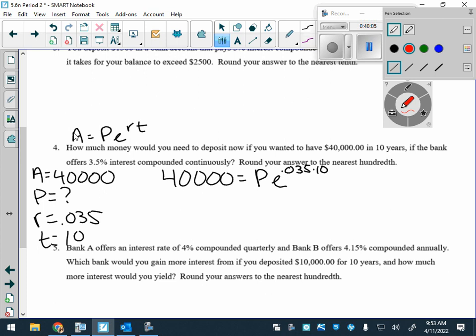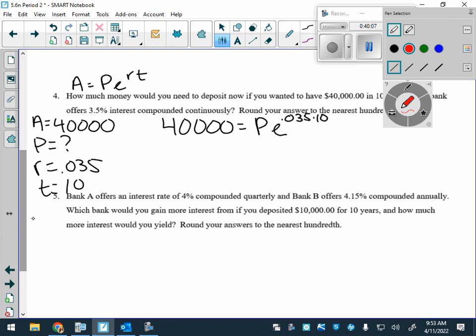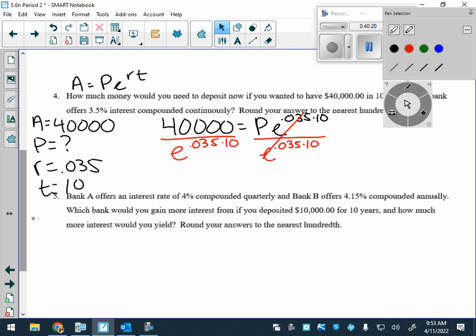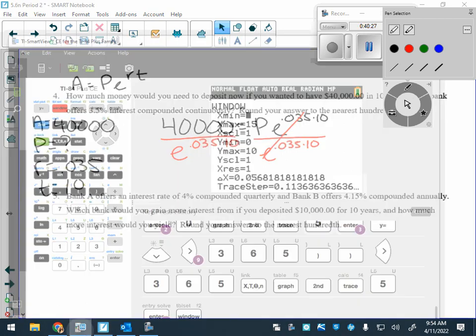Good. Okay, so all in all, you could do this all together. We are dividing by e^(0.035 times 10). In our calculators, you could do exactly what Jaden said. You could do that exponent first and then raise it to the e, or do that first.